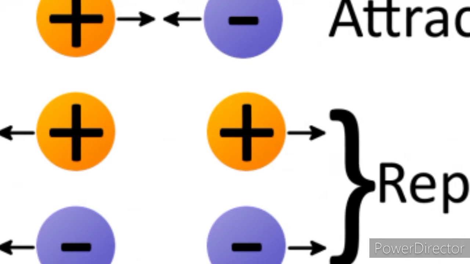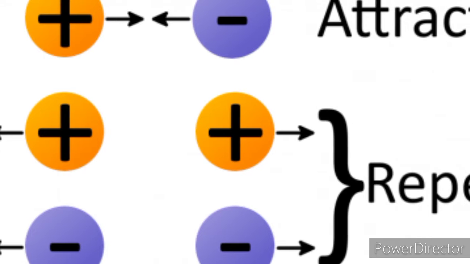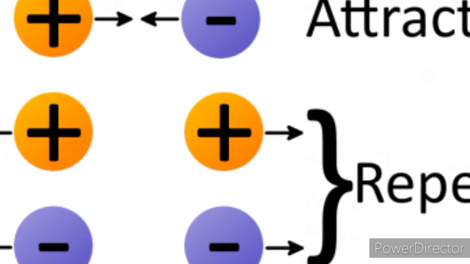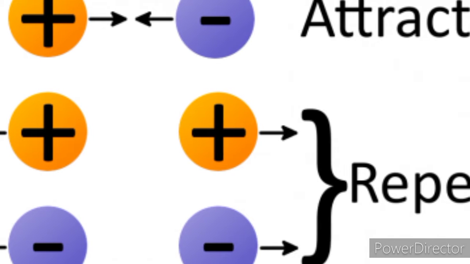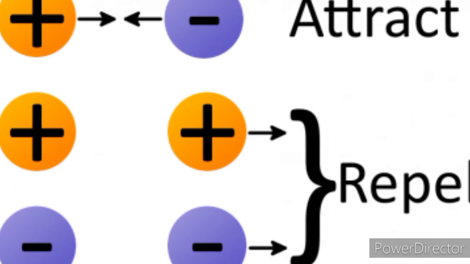Generally, the plus and minus will attract each other. So a proton will attract an electron, and the minus and minus will repel each other. That is, an electron will push another electron away, and a proton will also push another proton away.